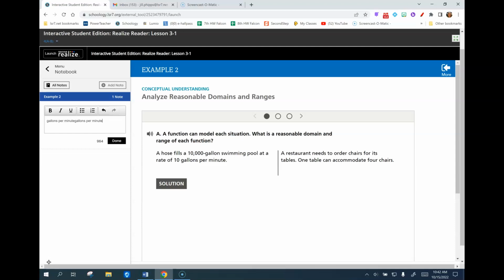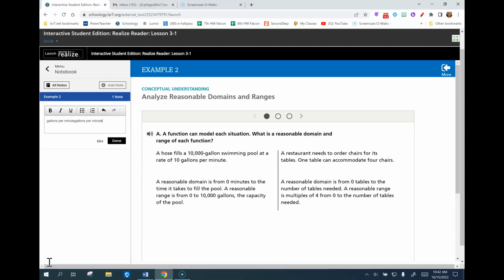Then we look at what my output can be, so that 10,000 gallons. Well, it can start at 0 gallons, and it can be any decimal or fraction, but it has a limit. It's only going to go up to 10,000. So it's going to stop after it gets to that 10,000. But let's see if we're right. Hit solutions. A reasonable domain is from 0 minutes to the time it takes to fill the pool. A reasonable range is from 0 to 10,000, the capacity of the pool.